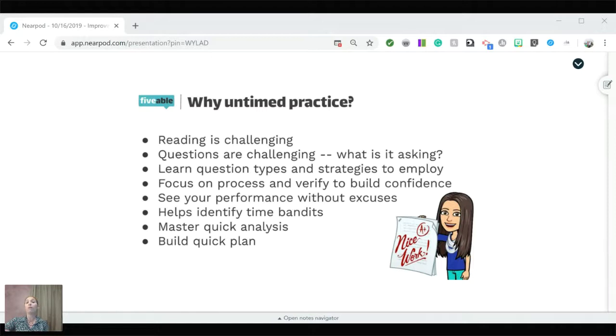Of course, it will help you to master quick analysis. Since those question stems do tend to repeat, you're going to be able to look at it, recognize what the stem's asking you, and go forward with it. And of course, it'll help you build a quicker plan as you move forward. So, what do you now think about the idea of untimed practice? You think it might be something worthwhile? Something worth giving a try?